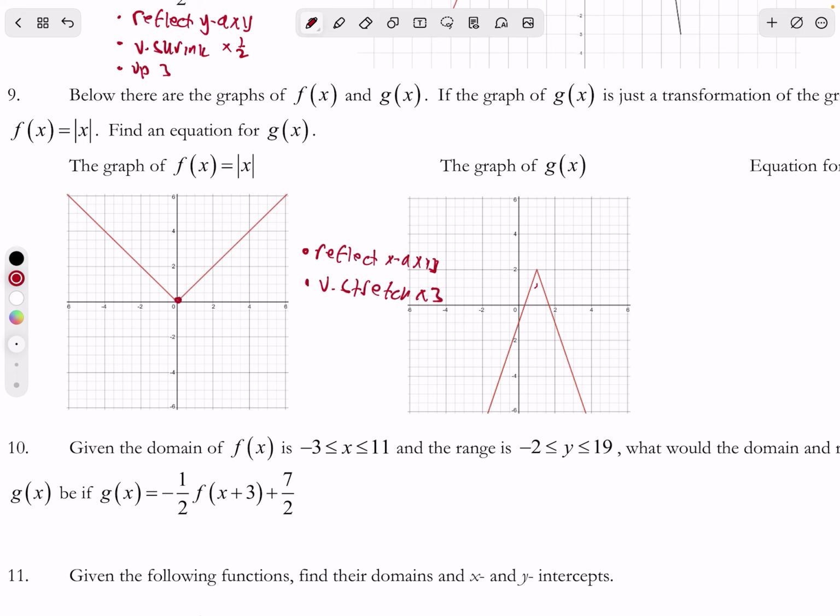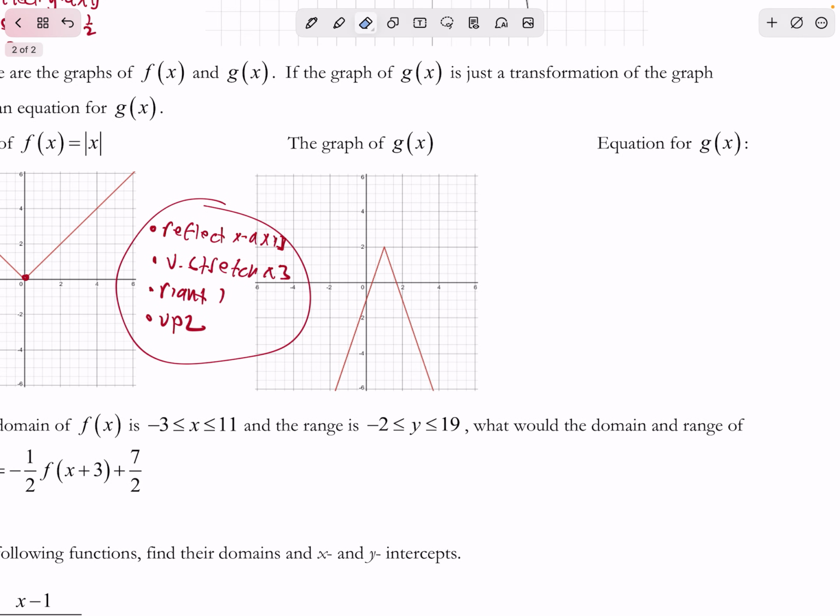And this vertex, once I flipped it over and once I stretched it out, that vertex has moved to kind of like right and up. That one I think is easier to tell because it's been moved right 1 and up 2. All of this so you can actually identify what the transformed function is.